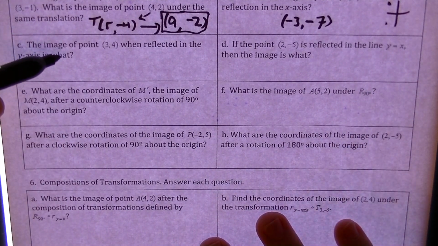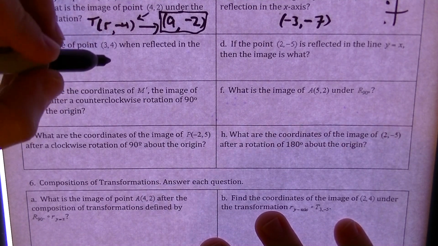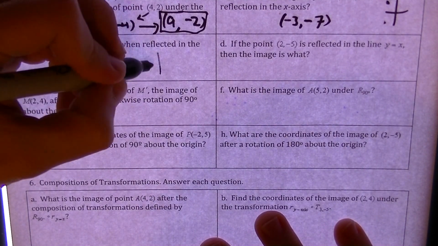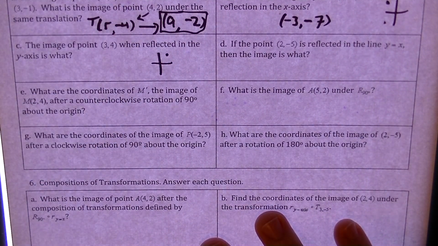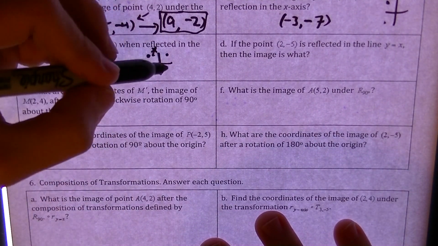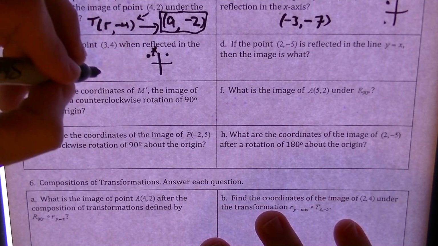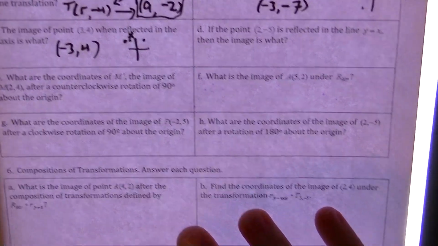All right, let's keep going. The image of point (3, 4) when reflected in the y-axis is what? Well, again, I've got my xy coordinate. Let's see, the point (3, 4) is somewhere over here. I'm reflecting over my y-axis, so the point's going to end up over here. My y-coordinate doesn't change, but my x becomes negative. I'll end up at (-3, 4).